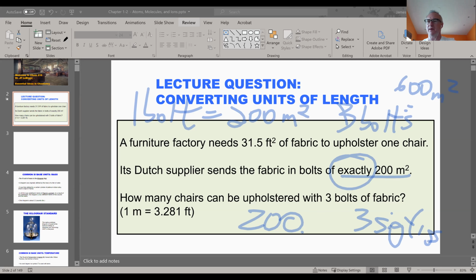Okay. So actually what we would be left with, the least precise number is this one. So our final answer should have three significant digits in it, because 31.5 only has three significant digits. So even if this was exactly 200.000000, our final answer is still limited to three significant digits because one chair is 31.5 square feet. Yeah, Nicholas.